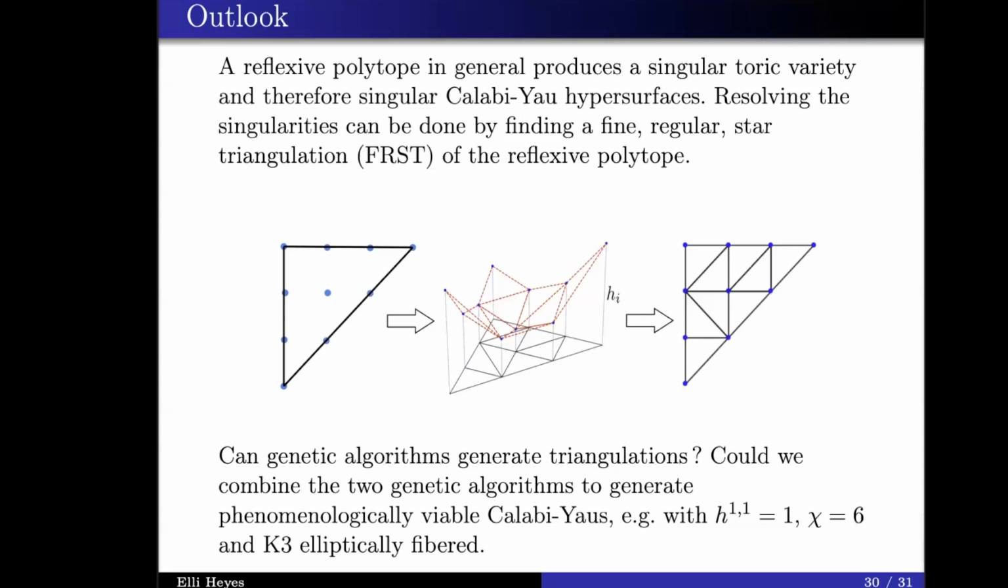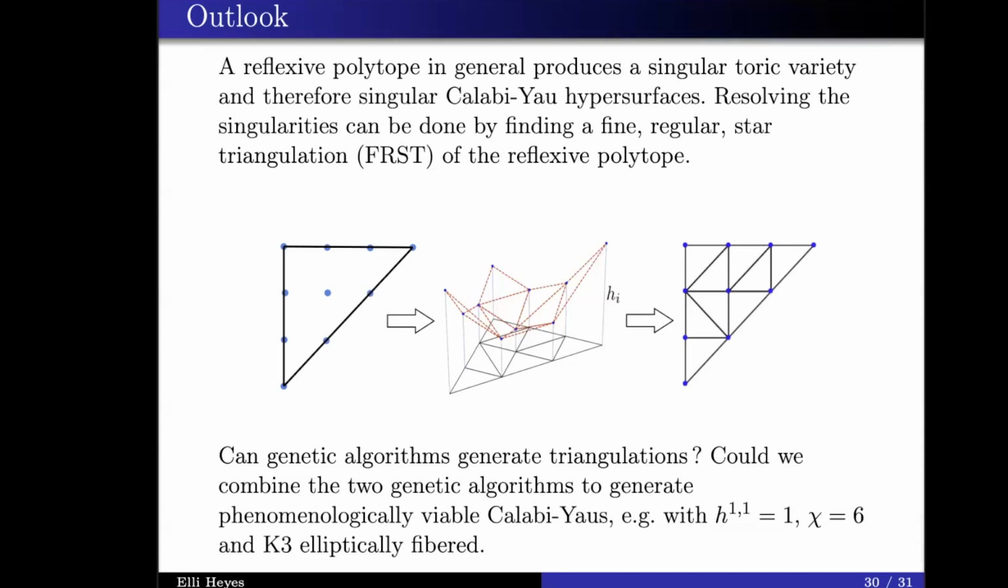If we succeed in also generating triangulations with genetic algorithms, we hope that we could combine the powers of the two, and then have an algorithm that gives you the ability to generate more specific Calabi-Yau. Hodge numbers, as I said, you can get just from the polytope, but there are other properties of the Calabi-Yau that you need the triangulation information for. For example, an intersection number is something that comes from the triangulation.